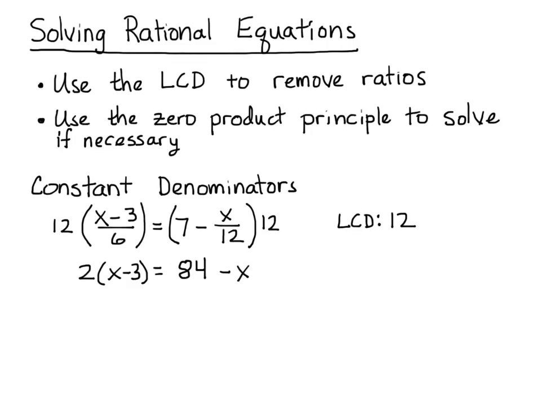So, for example, we have 12 divided by 6. Well, that's going to be 2, so we have a 2 here in front of the x minus 3. 12 times 7 is 84. 12 times x over 12 is just x, and so we have 84 minus x. And so that turns out to be a relatively simple problem. x equals 30.